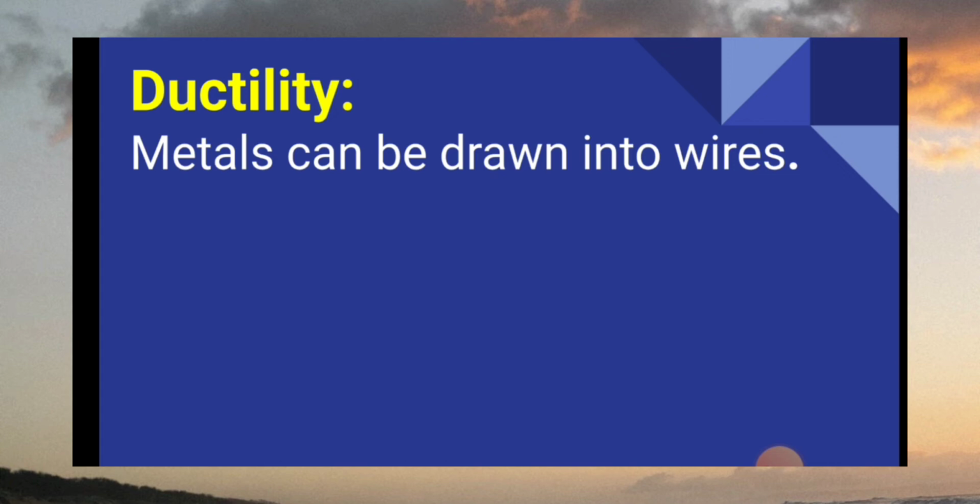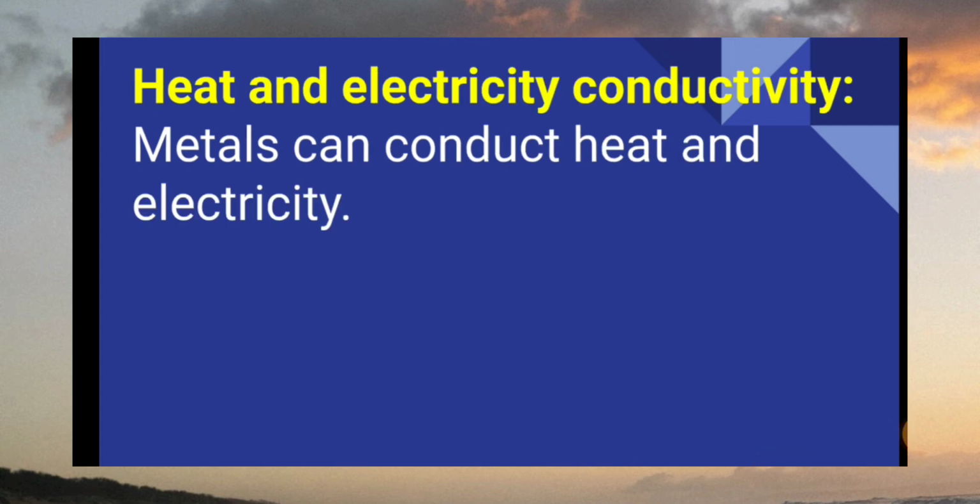Then the third property is heat and electricity conductivity, meaning metal can conduct heat and electricity. It means that metal can conduct electricity from one point to another point. So that's why we use different metal wires to conduct electricity from one place to another place.